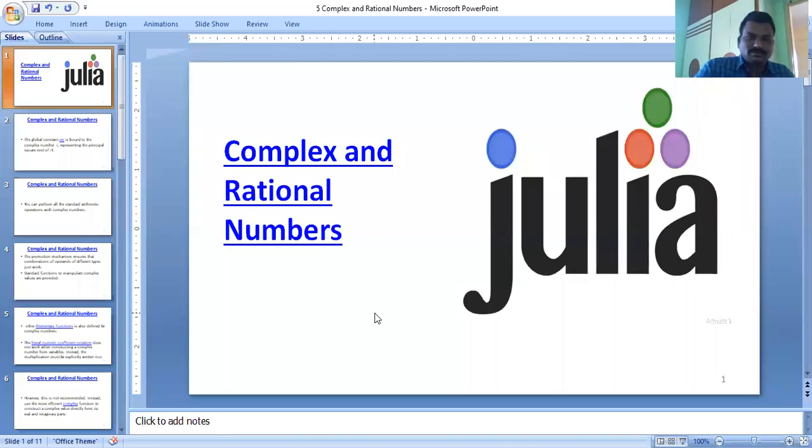Okay, good morning. Today's topic is complex numbers and rational numbers in Julia. What is a complex number? A complex number is always in the form a plus ib. Sometimes some people use a plus.